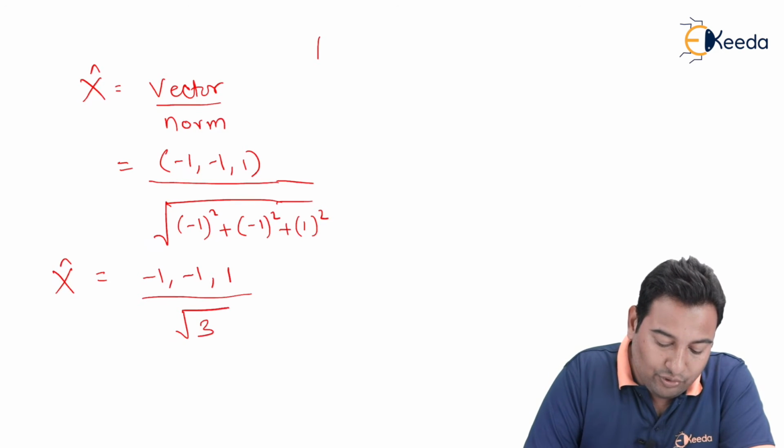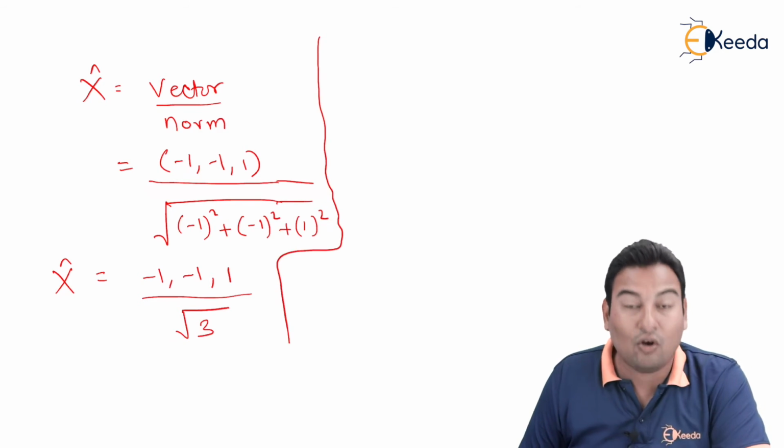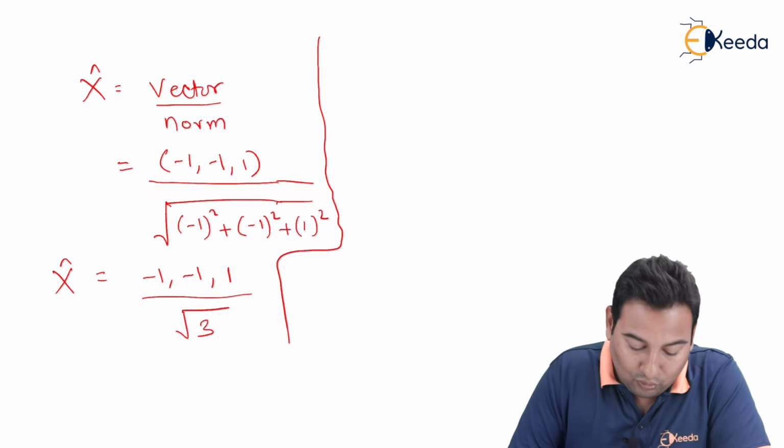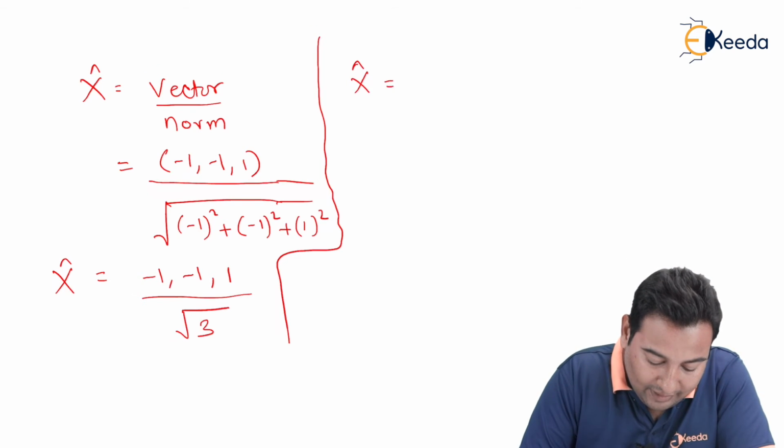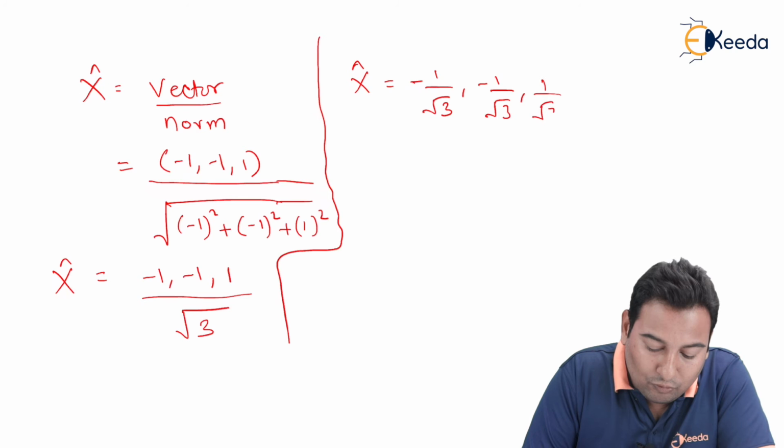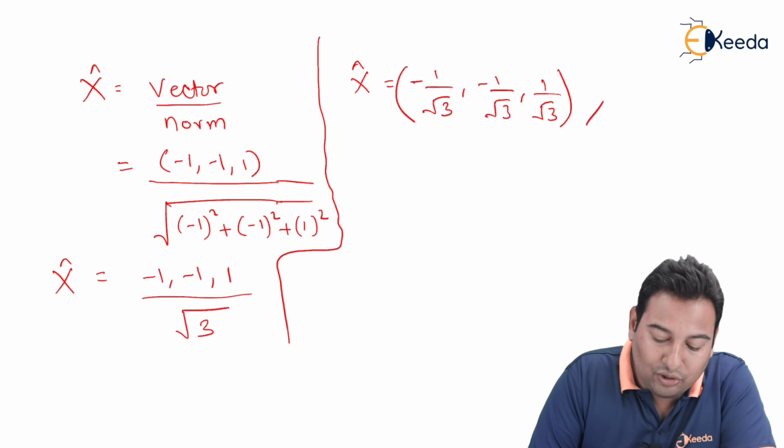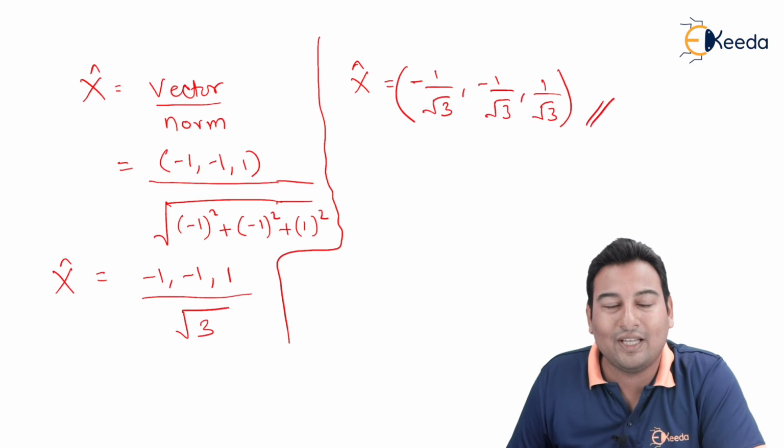This is the required unit vector. You can stop here or you can multiply all the values with root 3. Therefore, x cap will be minus 1 upon root 3, minus 1 upon root 3 and 1 upon root 3. This is the required result for the unit vector which is orthogonal to both u and v.